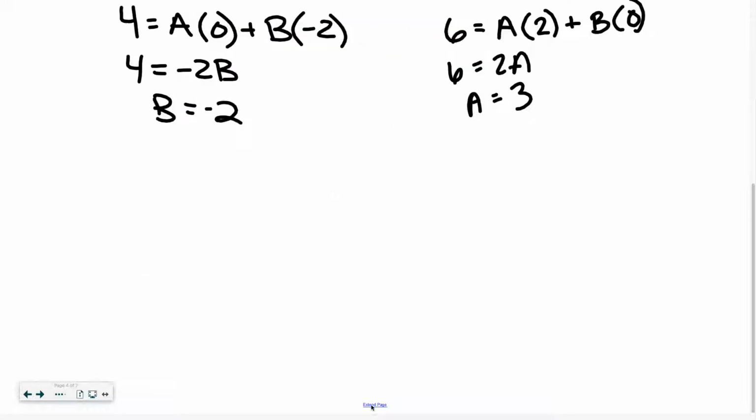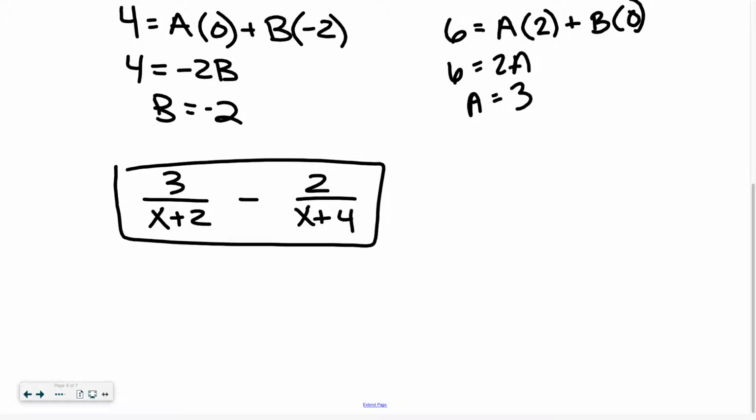Okay, so let's write that down. 3 over x plus 2. And you can say plus -2, or I'm going to say -2 over x plus 4. You can write it like that. If you had these swapped, it would look like -2 over x plus 4 plus 3 over x plus 2, that's also right. So it doesn't matter what order they're being written. But you will always get -2 over x plus 4 and 3 over x plus 2.